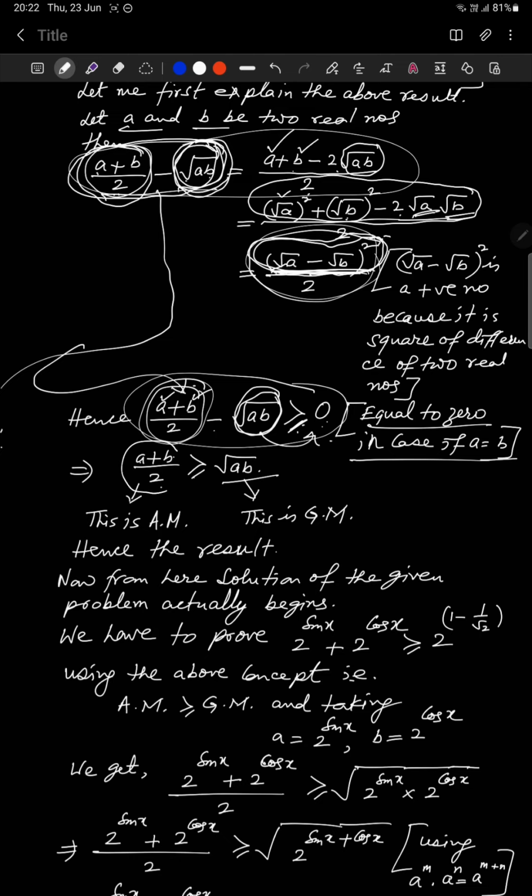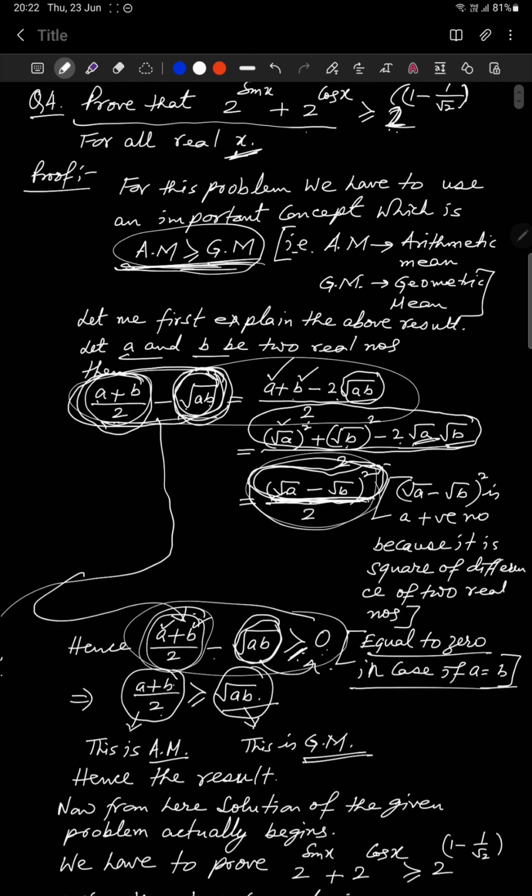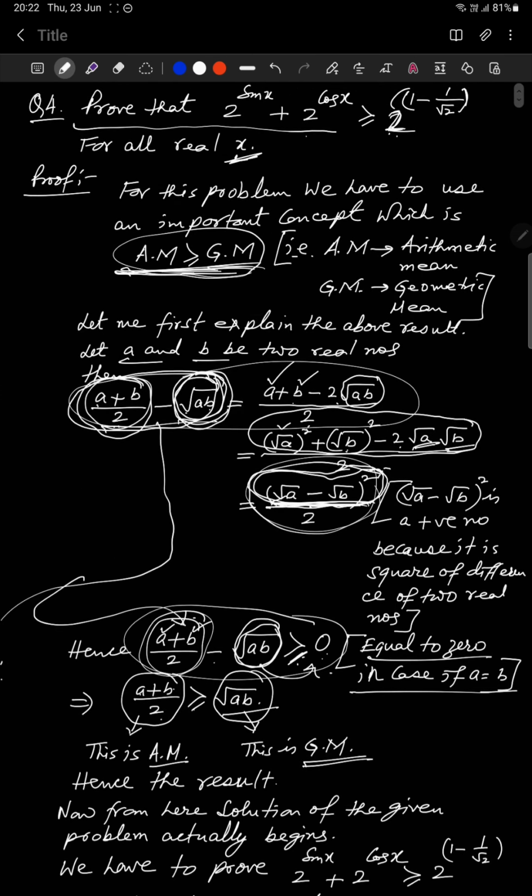And now this one is known as the arithmetic mean, and this one is known as the geometric mean, which is what I have written over here. Arithmetic mean is greater than or equal to geometric mean. I hope this concept is clear to all of you.